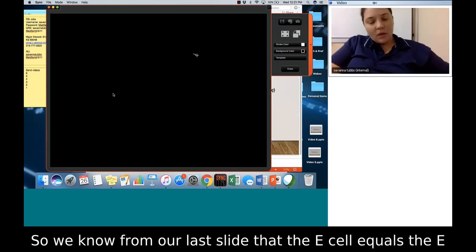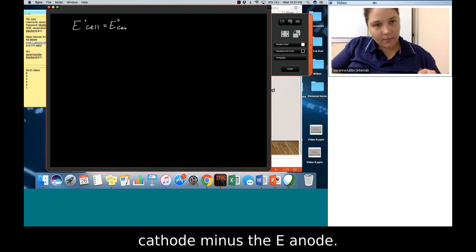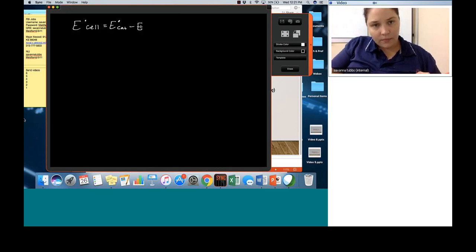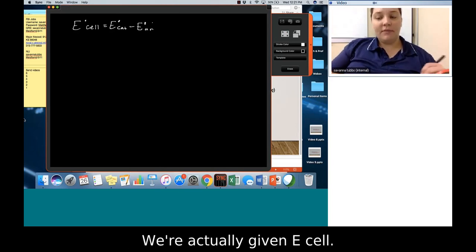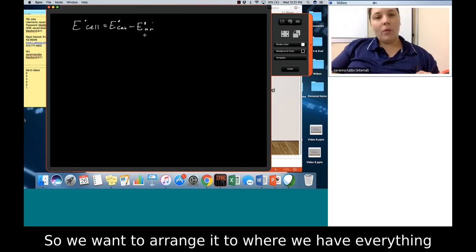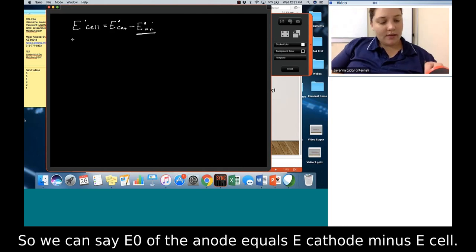So we know from our last slide that the E cell equals the E cathode minus the E anode. But we're not looking for E cell, we're actually given E cell. So we want to arrange it to where we have everything equal to the E anode. So we can say E naught of the anode equals E cathode minus E cell.